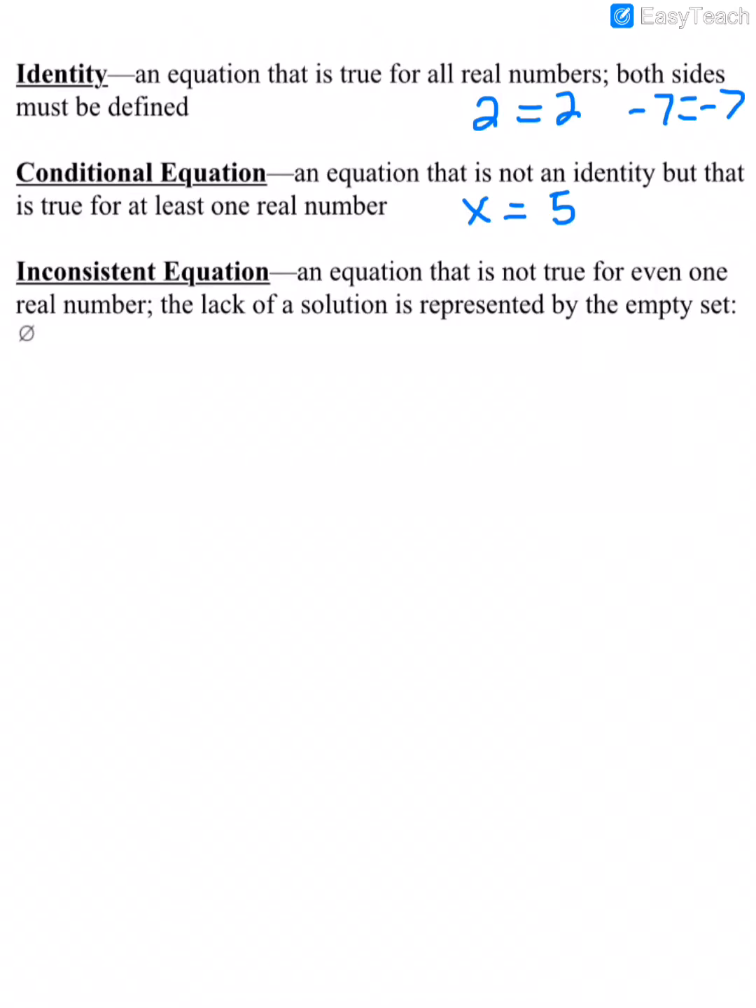An inconsistent equation is an equation that's not true for even one real number. The lack of a solution is represented by the empty set, 0 with a slash through it. Okay, so that would be if our variables cancel out and we get something like 2 equals 9 or -1 equals 0. Whenever we work it out and it's not a true statement, our variables disappear and it looks like this. That's called an inconsistent equation, and we have no solution.